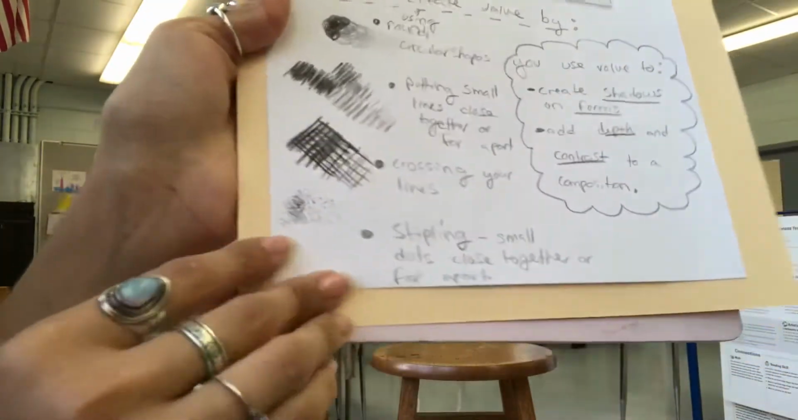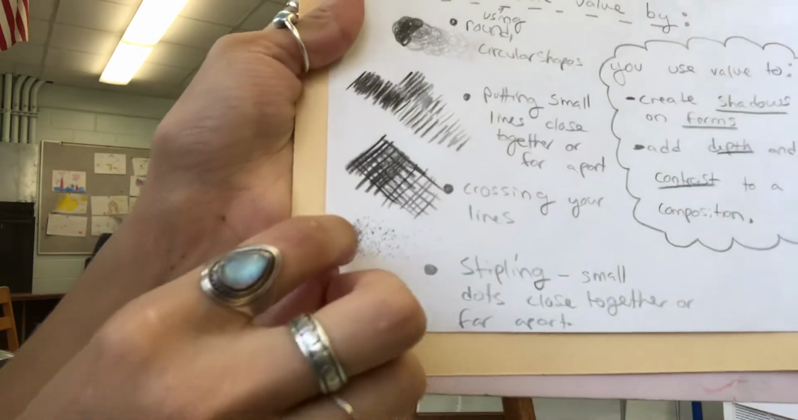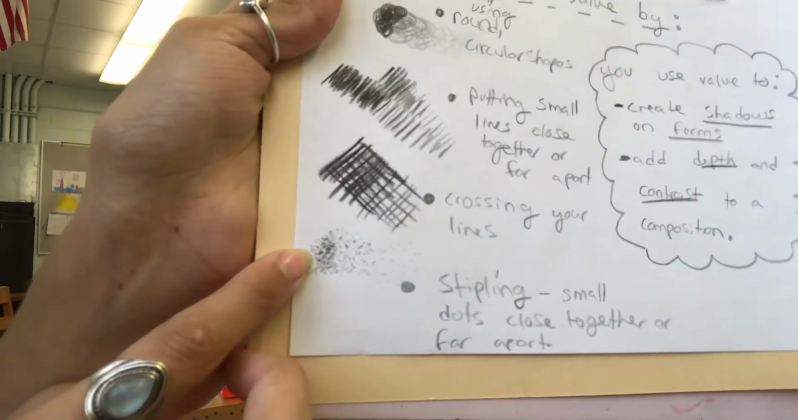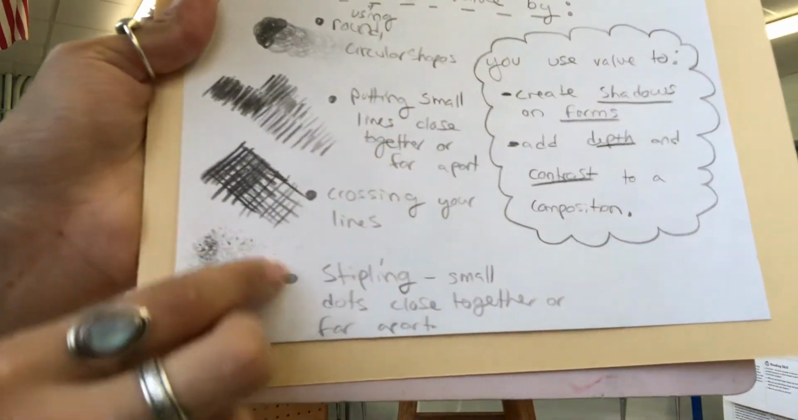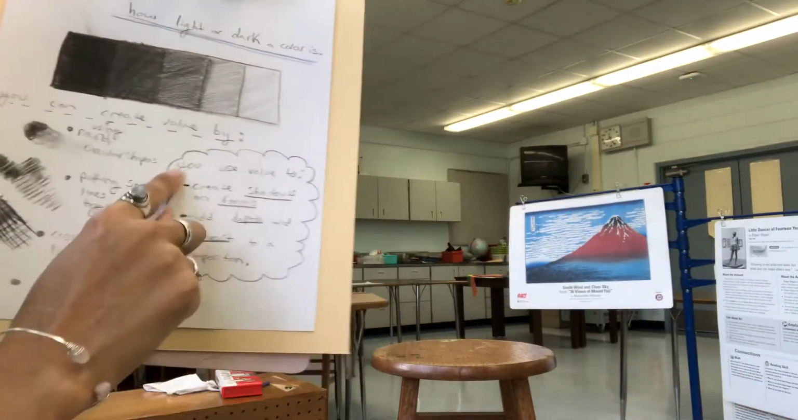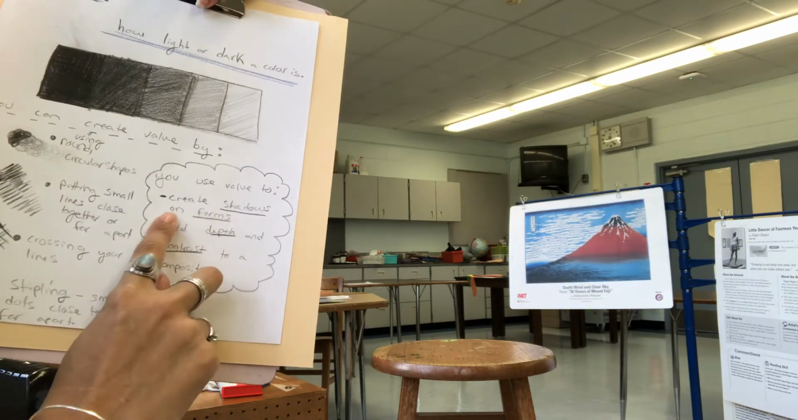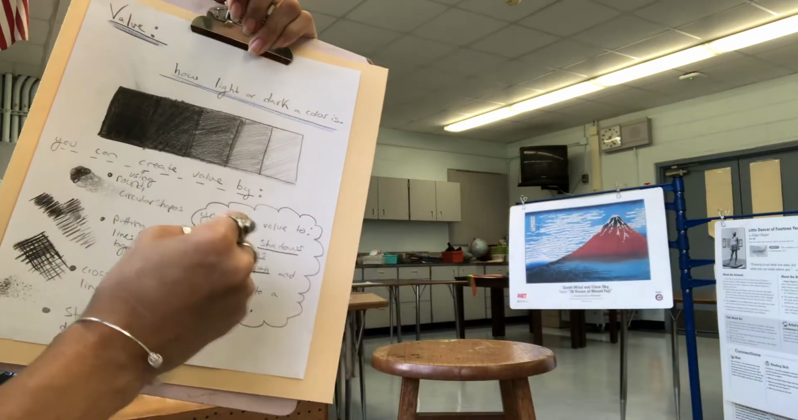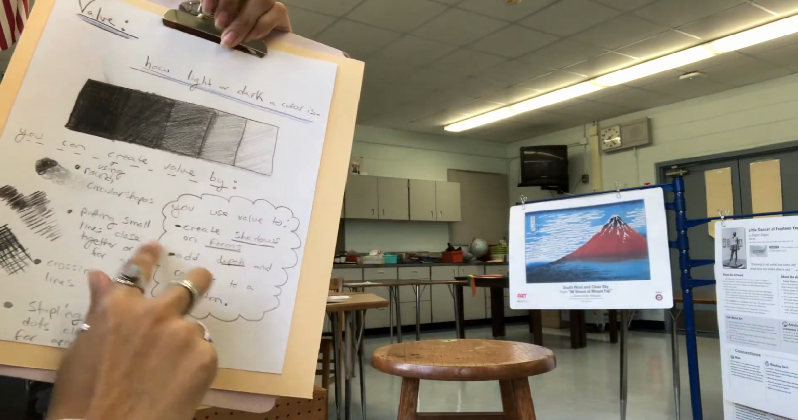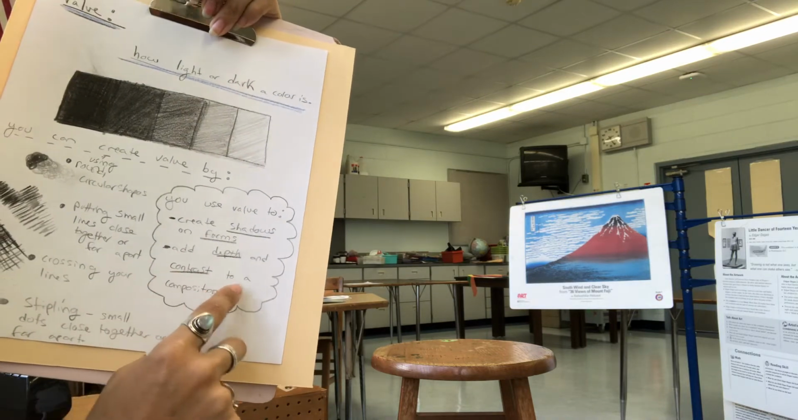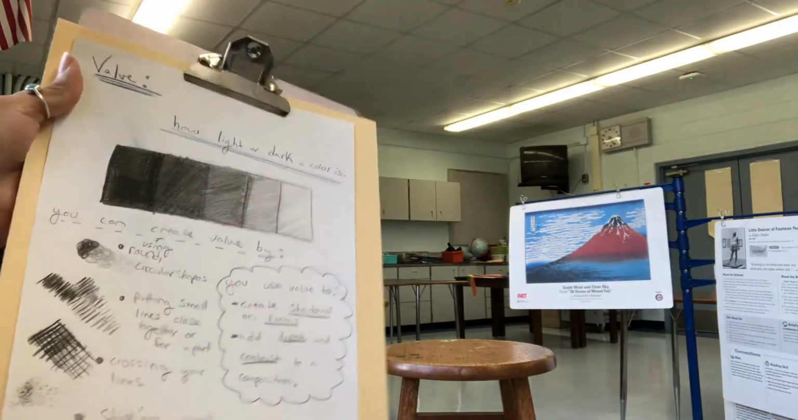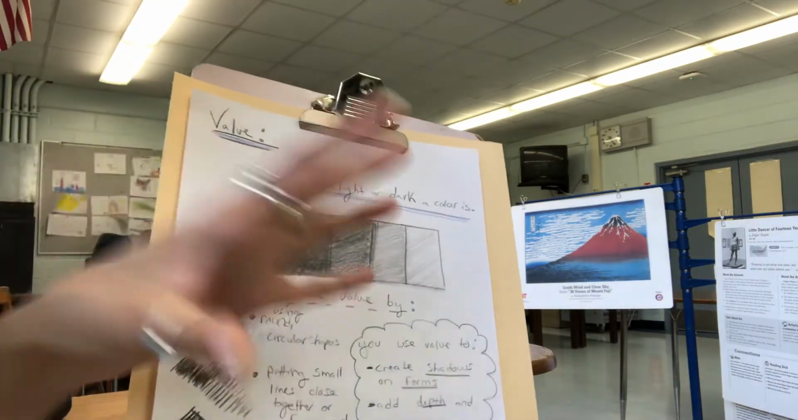Another way that artists use is by stippling, and that's by drawing little itty bitty circles. And the closer you put them together, the darker your value is, and the further apart you put them, the lighter your value is. You can use value to create shadows on forms, add depth, which is the sense of how far away and how close something is, how deep it looks, add depth and contrast to a composition. And we talked about contrast is when you have something really light next to something really dark, how it makes both of them pop out and you can really see them.